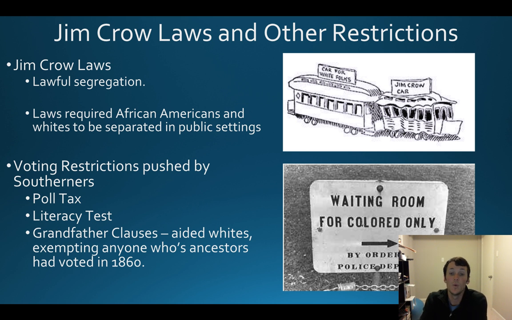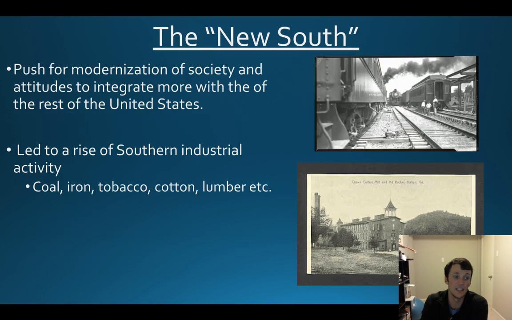And now with the North pulling out of the South after the compromise, they get away with skirting around the Constitution essentially, right? So you are going to have this push in the South, what's called the New South, for modernization, basically after the Reconstruction era, to kind of bring in factories and industrial work in the South. You're going to get a little bit of Southern industrial rise: railroad and coal, iron, tobacco, cotton, lumber, and things like that, right?